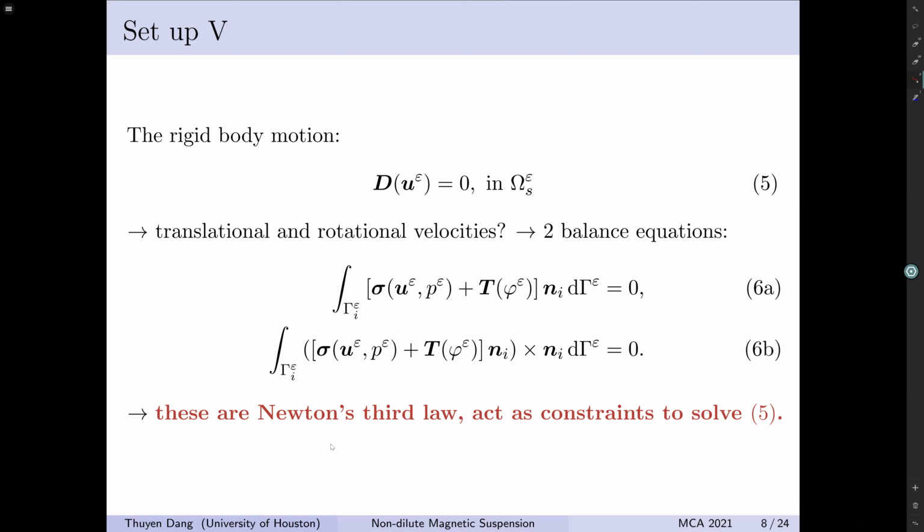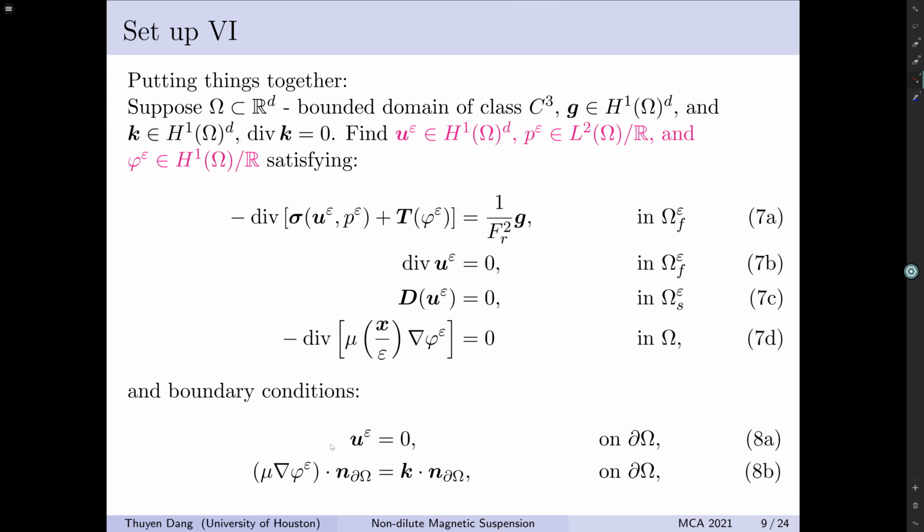Okay, so now putting the things together, we have this equation. Here you have U epsilon, P epsilon, and phi epsilon, a solution of the system.